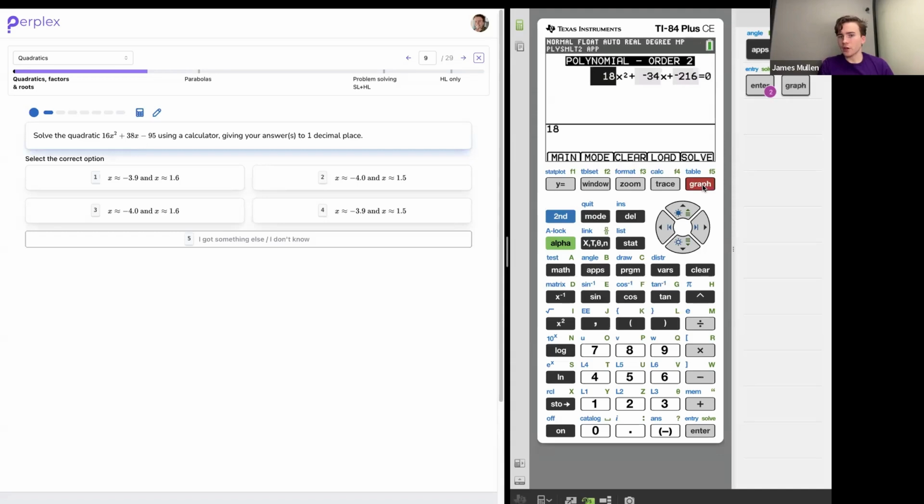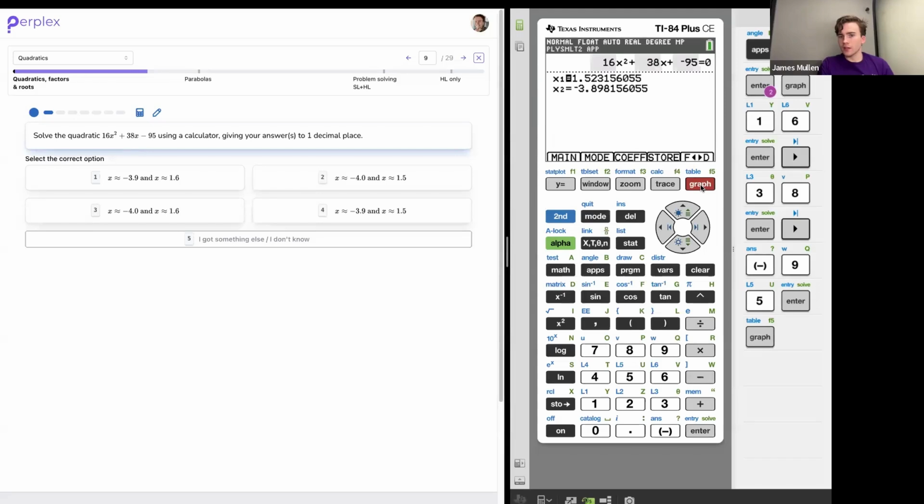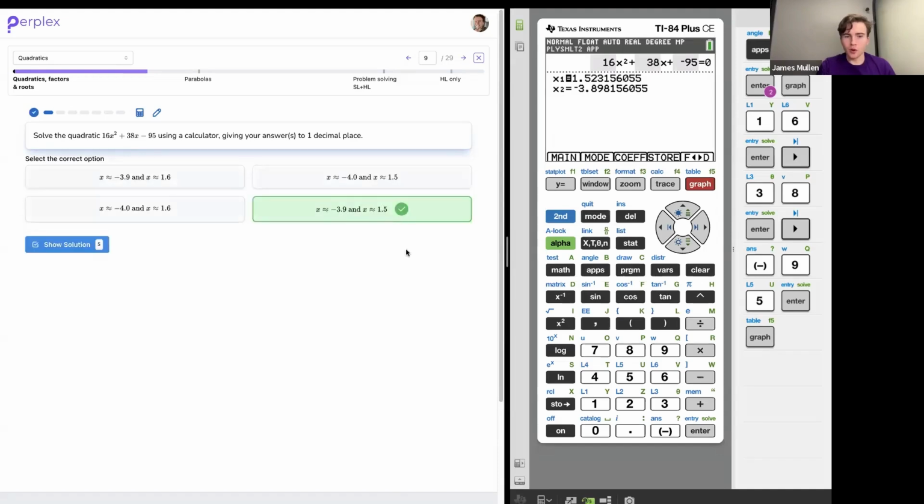I'm going to hit graph to go next, and I'm going to enter in my quadratic. So I have 16 for a, then I have positive 38 for b, and for c, I have negative 95. And I'm just going to hit graph to solve. I'm going to find two solutions, 1.52 and negative 3.898. If I round those, I'm going to get 1.5 and negative 3.9. So that should be option 4.